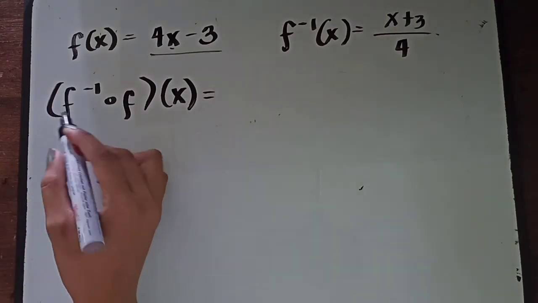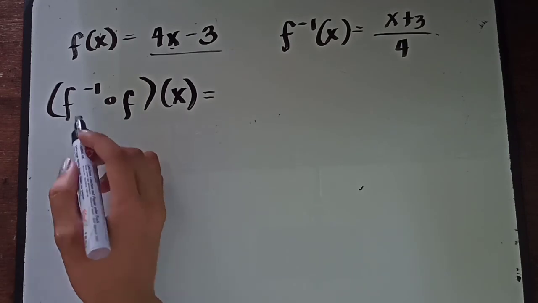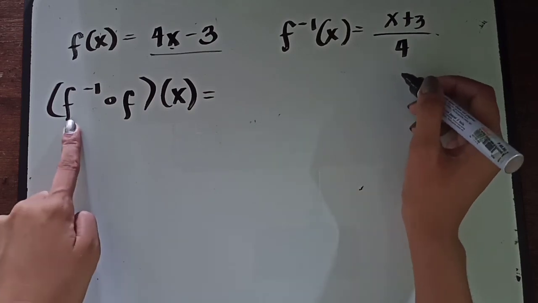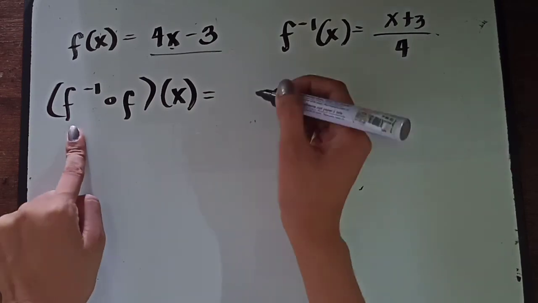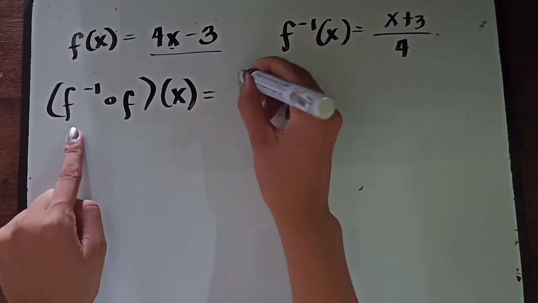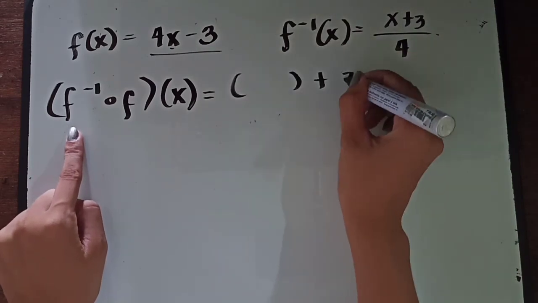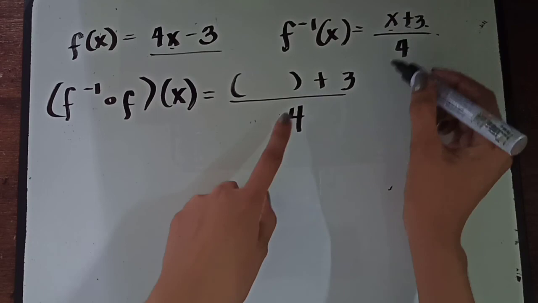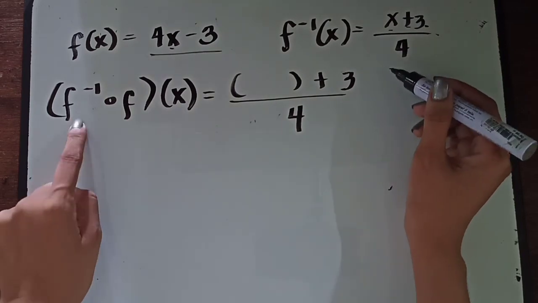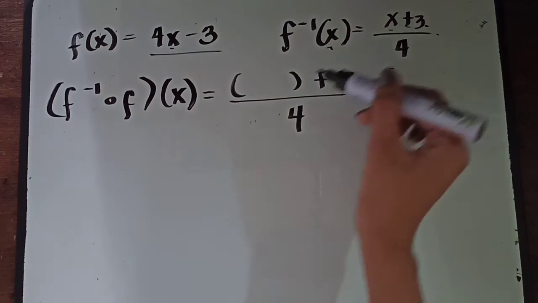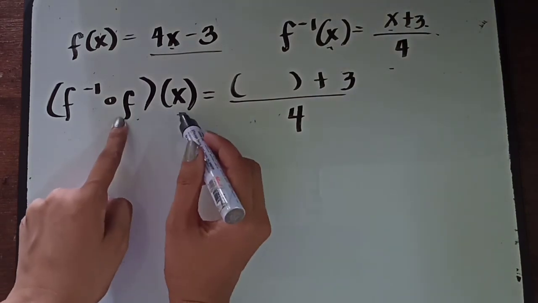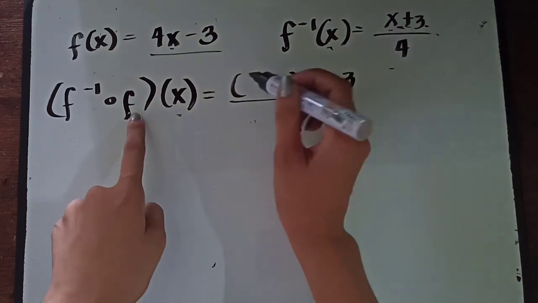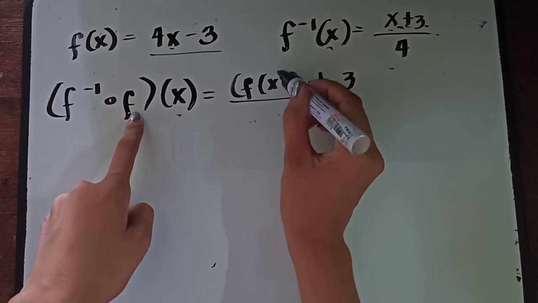So, this time, nauna yung inverse. Ibig sabihin, kung ano yung equation or equivalent ni inverse, yun yung gagamitin kong equation. So, that is x plus 3 over 4, since f inverse yung nauna. Okay, so next, kung ano yung pangalawa, yun yung magsisilbing value ni x. Ibig sabihin, sa halip na x ang gagamitin ko dito, ang ilalagay ko ay yung pangalawang function which is f of x.